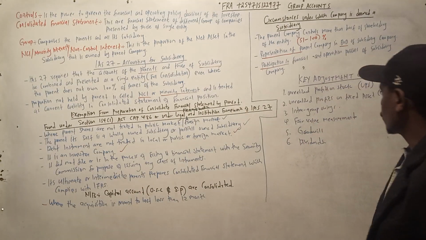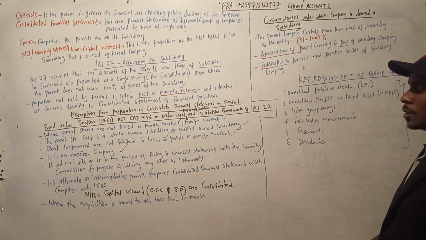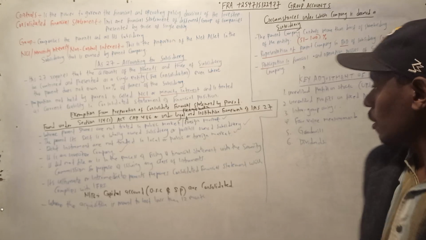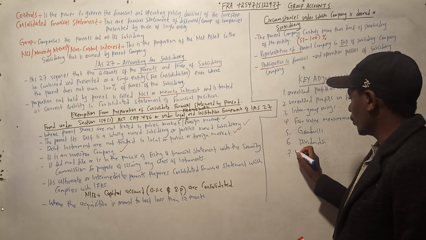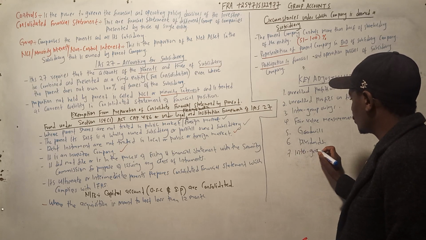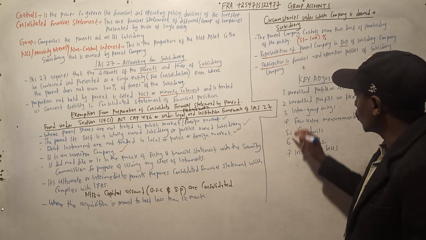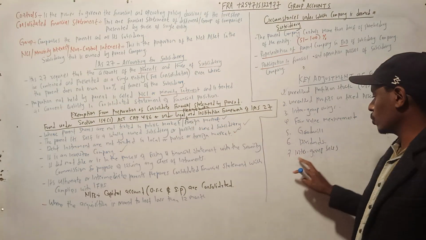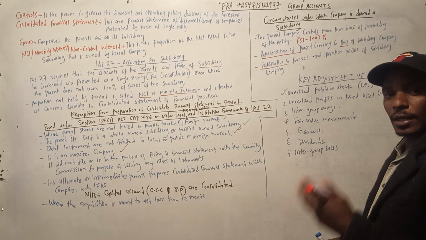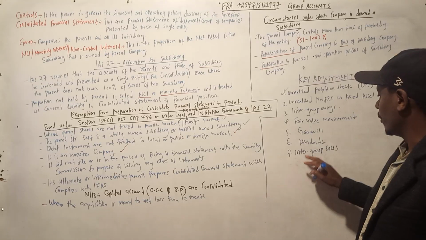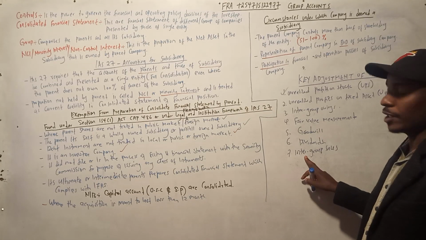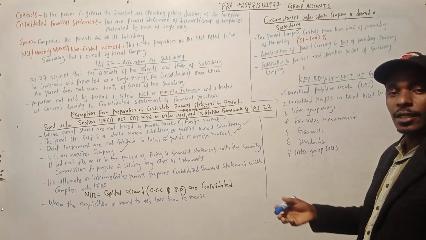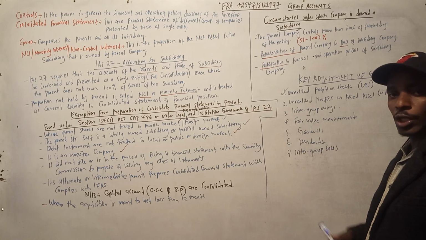So we have the unrealized profit on stock, we have the unrealized profit on fixed assets, we have the intergroup owings, and we can also have intergroup sales. Intergroup sales lead to the unrealized profit on closing stock. So when we talk about intergroup sales, where one company sells goods to the other company, this might lead to unrealized profit in case the company that bought the goods was not able to sell all the goods at the end of the year.